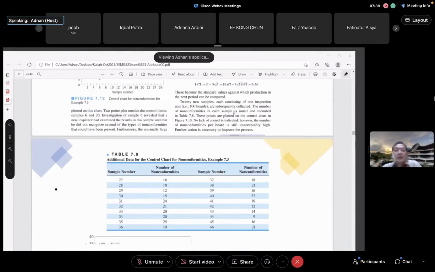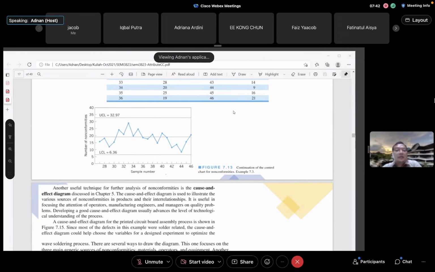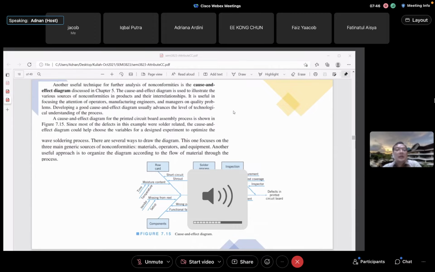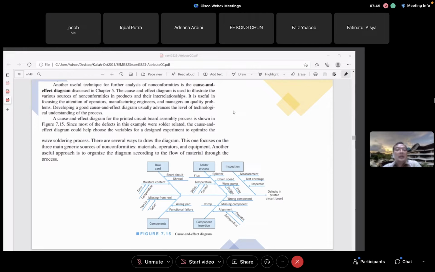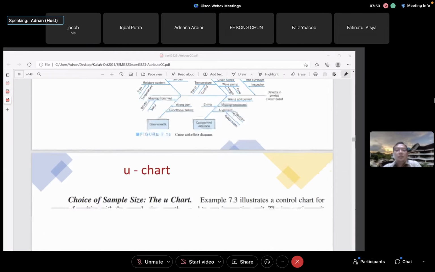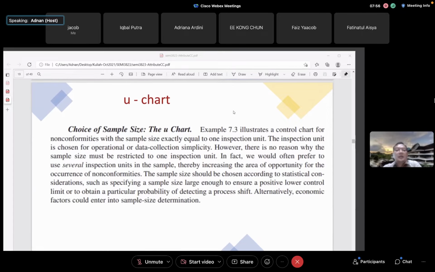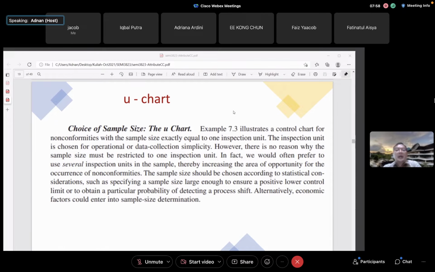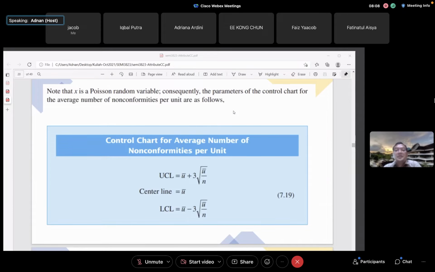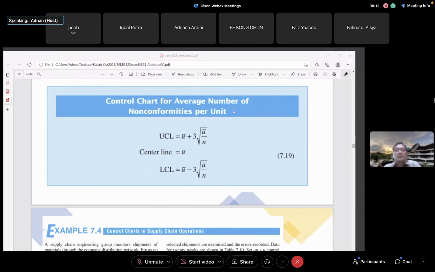Okay, so the C chart is the count of non-conformities, where normally we use n as one inspected unit. We also study the U chart. The U chart is very useful when we have variable sample size, because U is actually the ratio C over N. So these are the formulas to get the control limits.